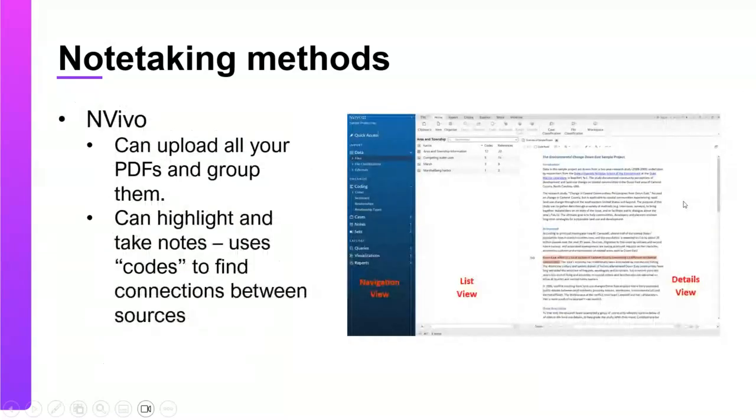NVivo is also one I mentioned earlier. It's mostly used for data, but again, you can upload all your PDFs, group them together, and take notes and highlight them using codes to find connections. There are these coding sections, and it will help you create these codes and find relationships between sources. NVivo is available to all Curtin students.